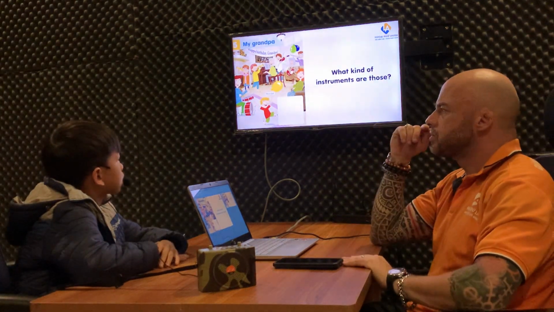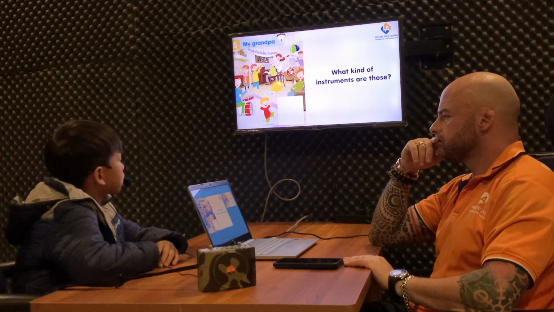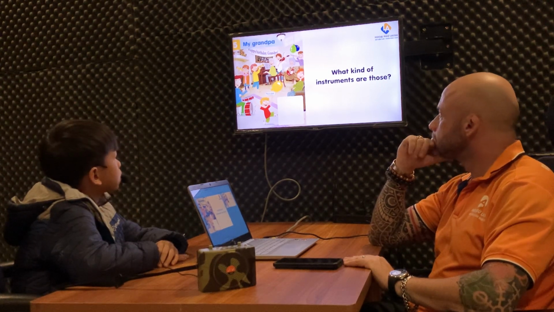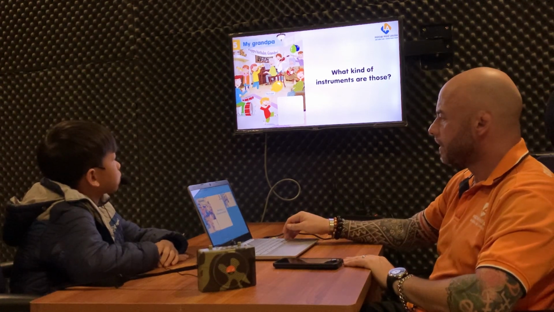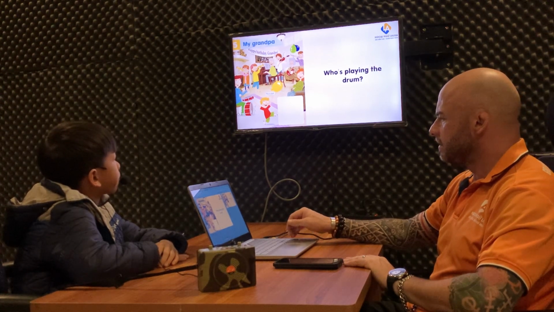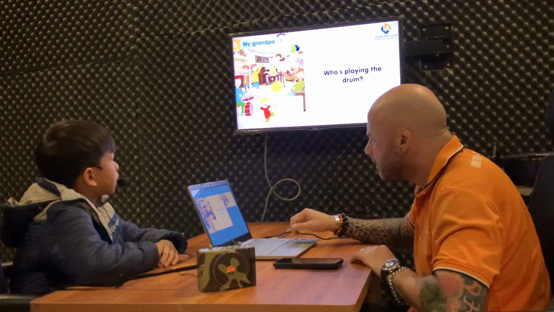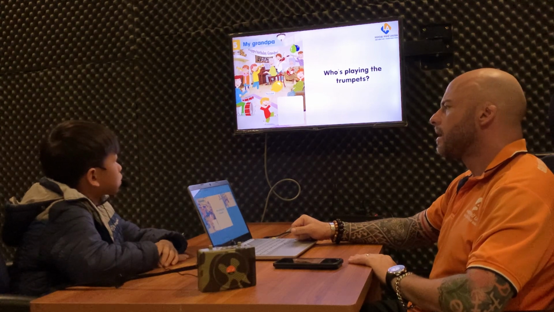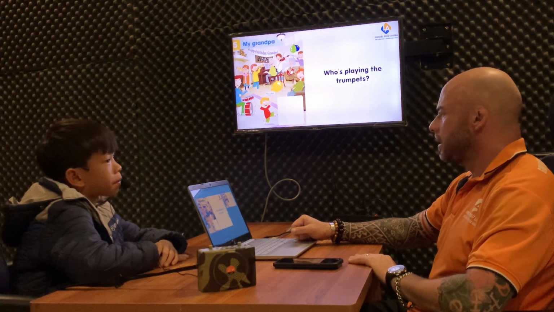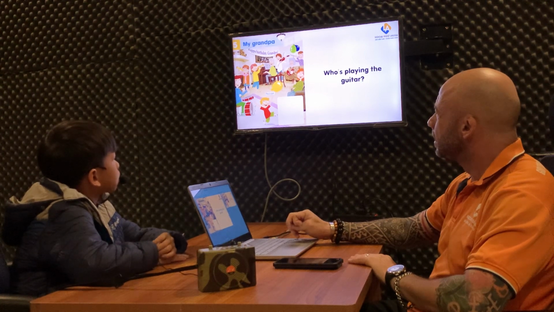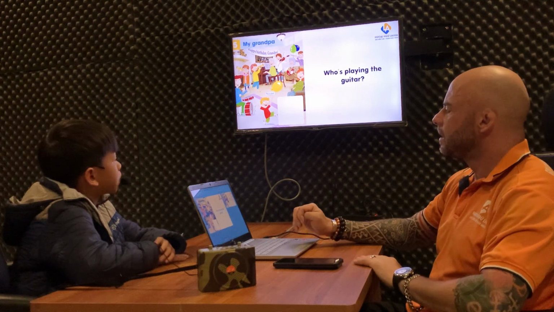Alright, what kind of musical instruments are there? It's the drum, trumpet, piano, violin, guitar, flute. Okay, good job. And who's playing the piano? The grandpa, he plays the piano. Right, so who's playing the drum? The father, he plays the drum. Okay, and who's playing the trumpets? Two daughters, he plays the trumpet, granddaughter. Okay, right. Who's playing the guitar? Grandpa, he plays the guitar.